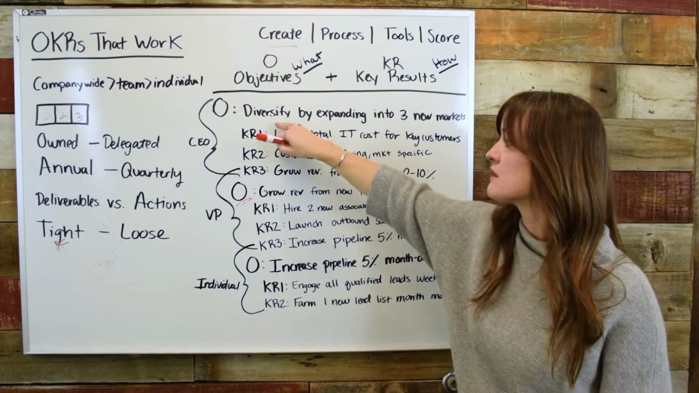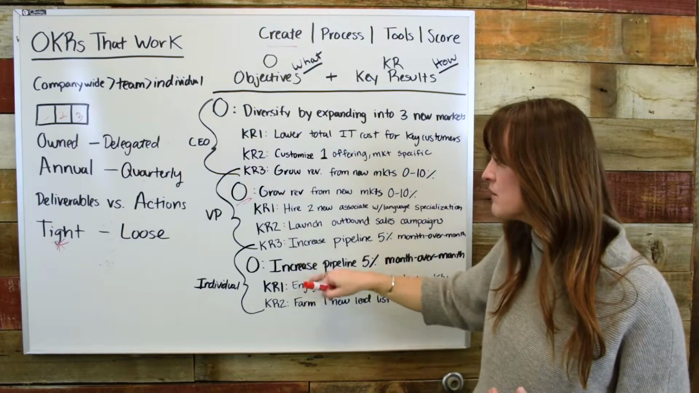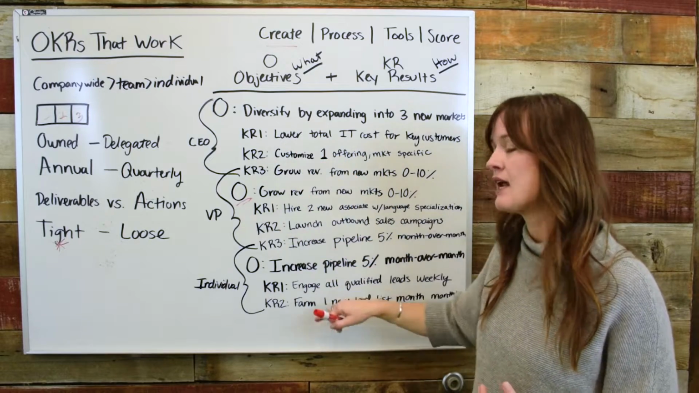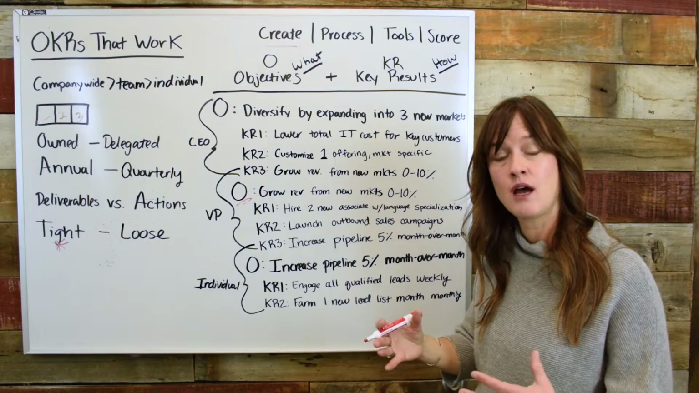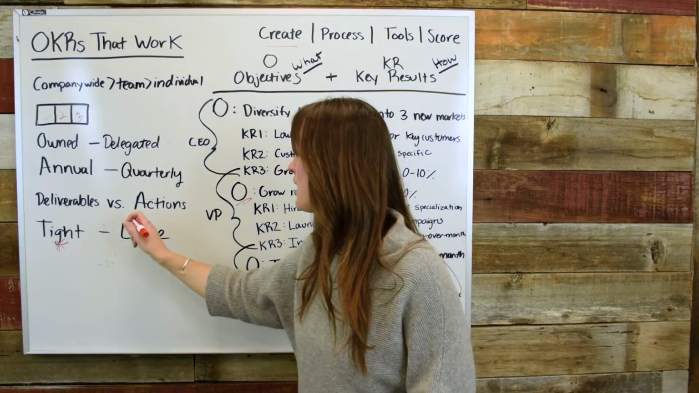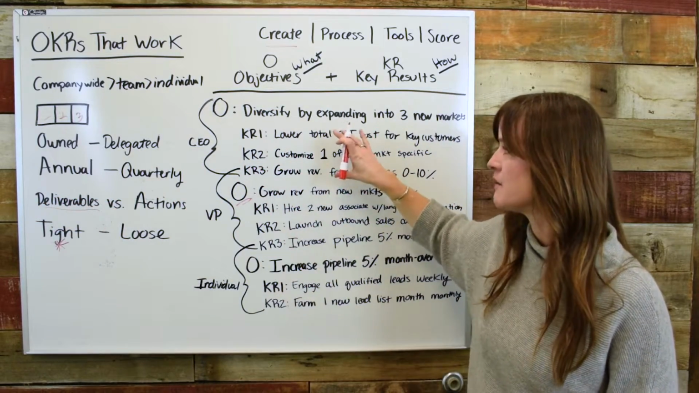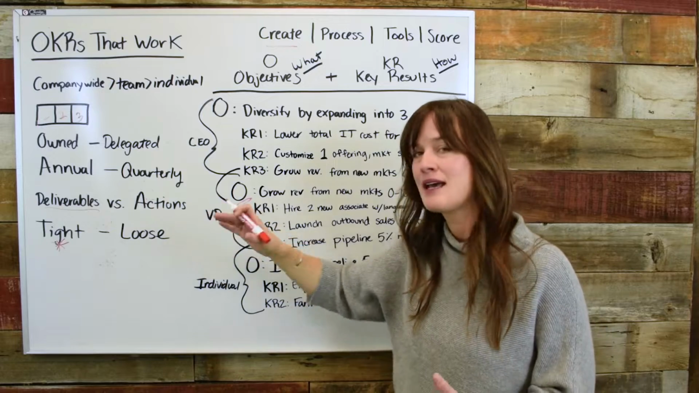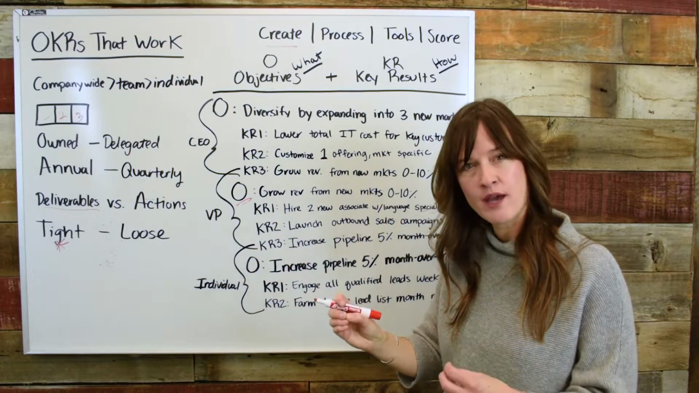So again, the company-wide objectives should be annual for the most part, and then most of the cascaded items would be quarterly if you're managing the methodology in its classic sense. And the last thing to talk a little bit about is the fact that the KRs are really talking about deliverables, not actions. That's just a really specific fine point with the OKR methodology.